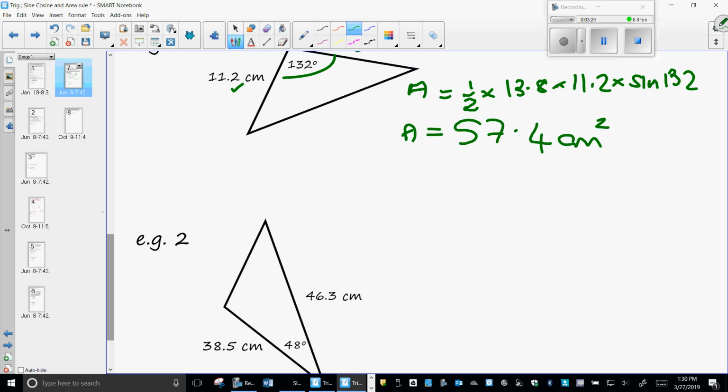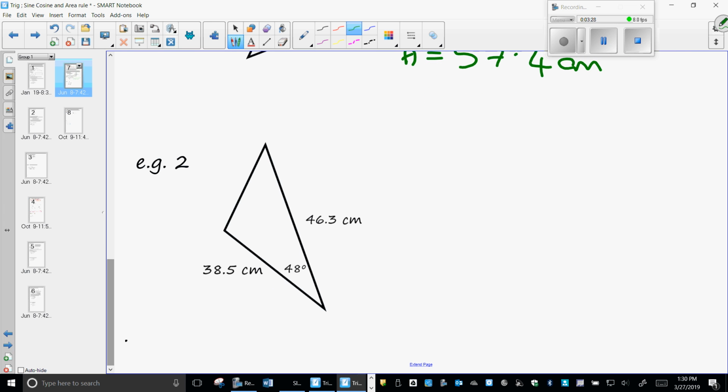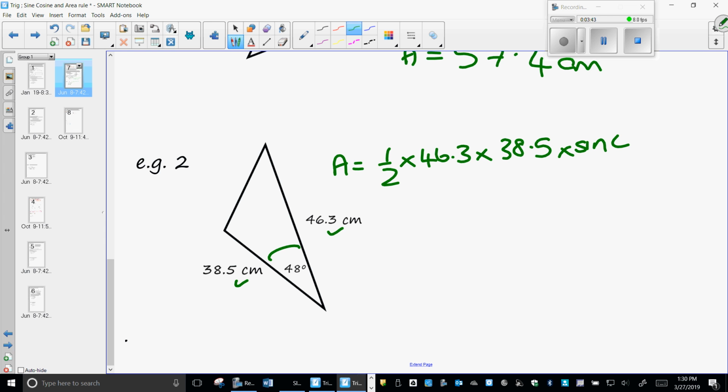Do you want to do the units again? Yep. Again, angle, two side lengths either side of that, so we're good to go. Just literally chuck it in. Half multiplied by 46.3 multiplied by 38.5 multiplied by sine 48. Okay, so we've got 662.